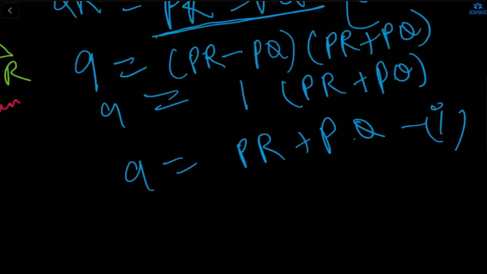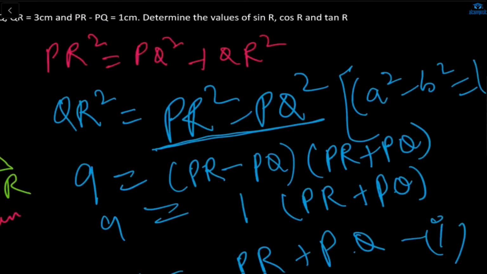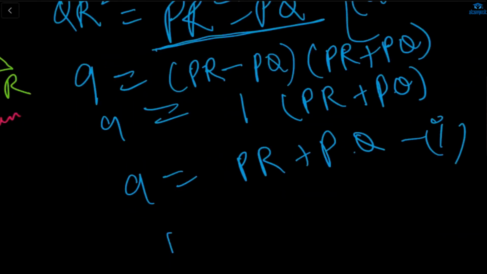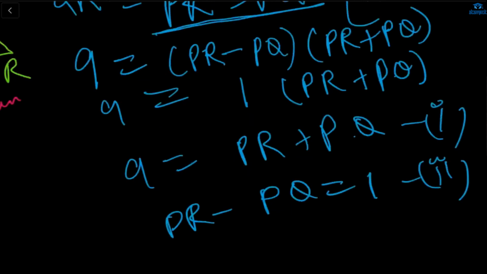In the starting you have only one equation, and that is PR minus PQ. PR minus PQ is equal to 1. So we have got 2 equations. One is given and one we have found out. Now, by solving these 2 equations, we'll get the values.